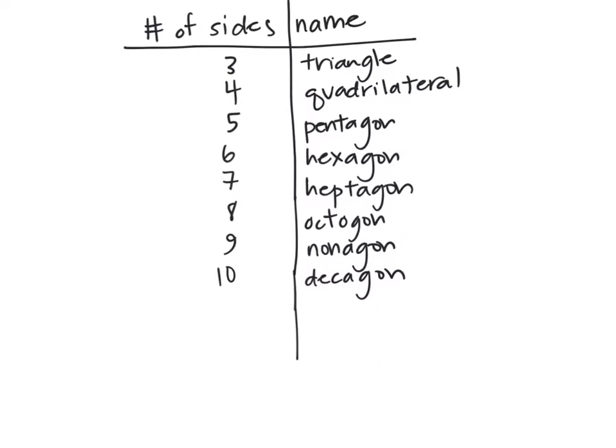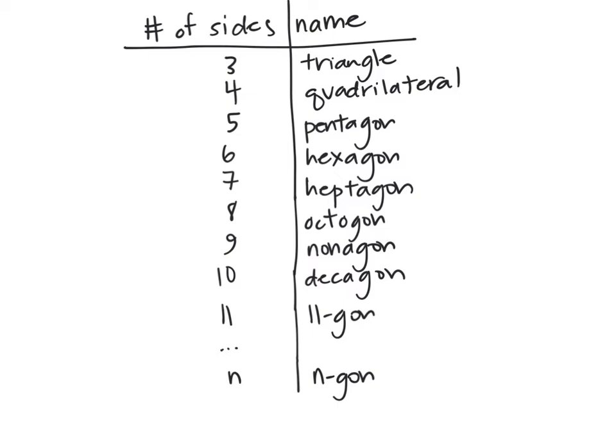So after 10 sides, we're just going to start calling them by whatever number of sides. So like 11, we'll call that an 11-gon. 12 is a 12-gon, 13 is a 13-gon, and so on. If I went all the way up to n, where n can be any number, I would just call that an n-gon. So that's just a generic name for any polygon.